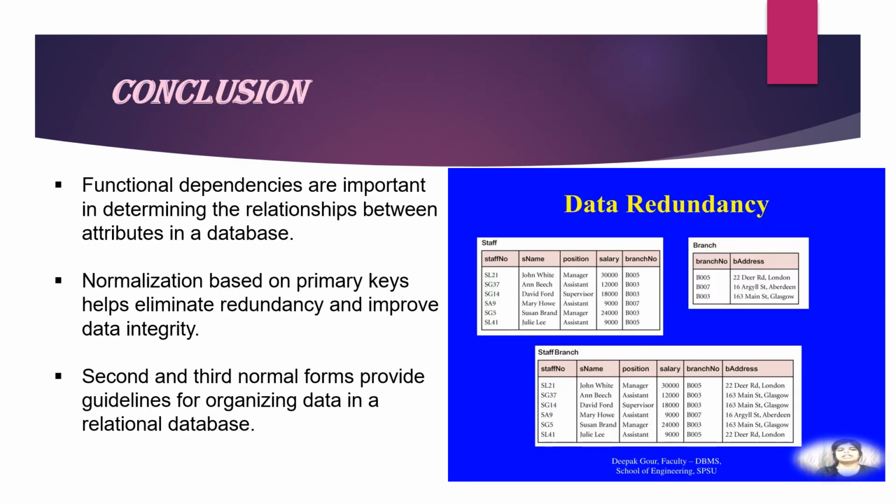Conclusion. Functional dependencies are important in determining the relationship between attributes in a database. Normalization based on primary keys helps eliminate redundancy and improve data integrity. Second and third normal forms provide guidelines for organizing data in a relational database.